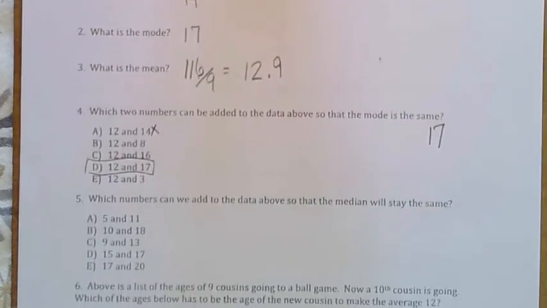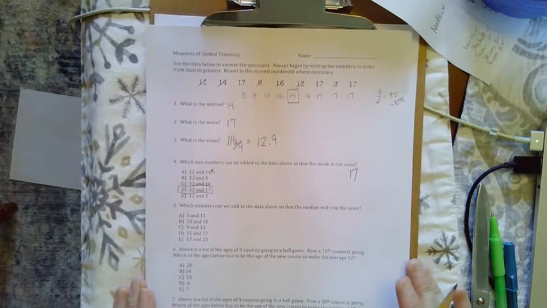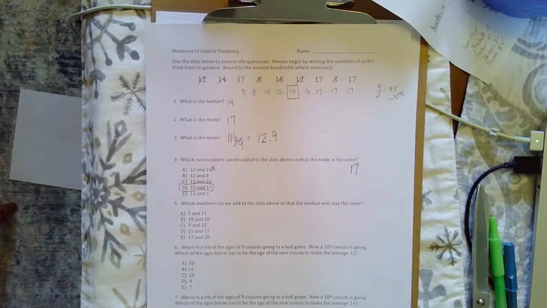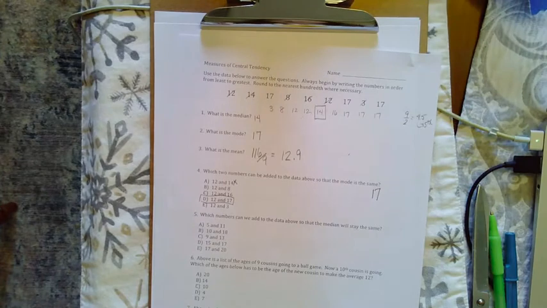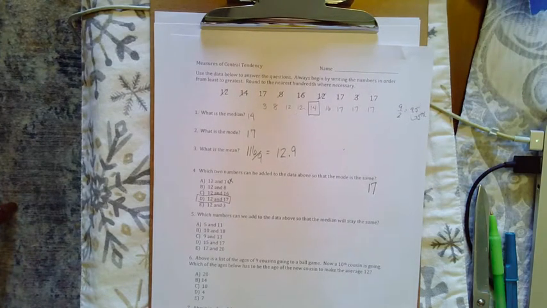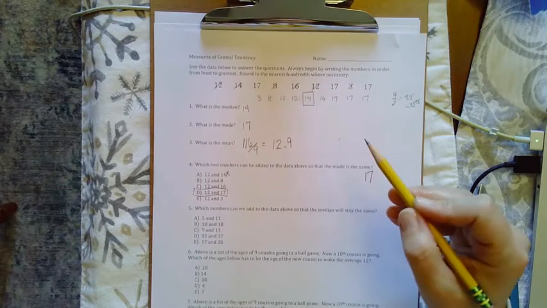Number 5 says, which numbers can we add to the data so that the median will stay the same? So now I need my median to be the same. It might be easier to see the whole page. Don't mind all the mess everywhere else. Okay, so we want our median to be the same, and our median is 14.